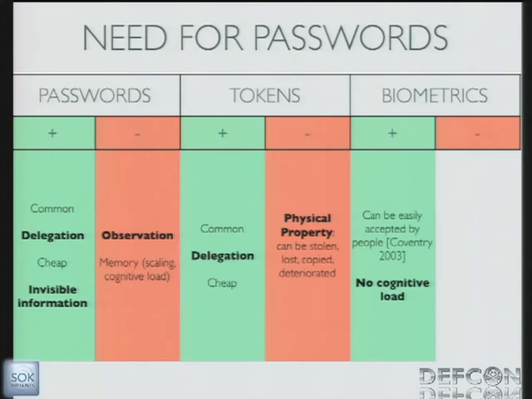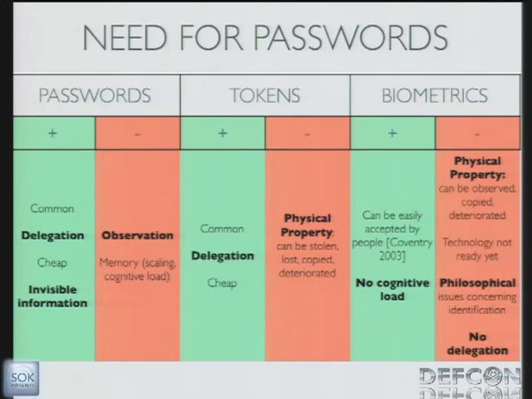The biometrics have no cognitive load at all. You don't have to remember it. It's just something you have. And people seem to kind of dig them in a certain way. Like non-security people especially are really into them. But they're also a physical property. They can also be copied. They're a unique thing, but they're not secret. People can record your fingerprints or whatever you're using as a biometric. And they deteriorate. They change even as you get older. Things like the shape of your face and so on change.